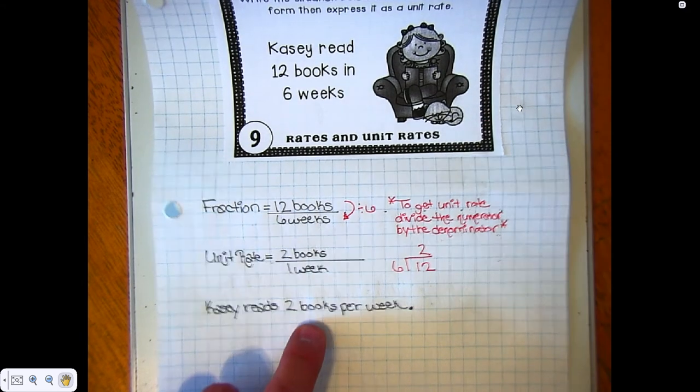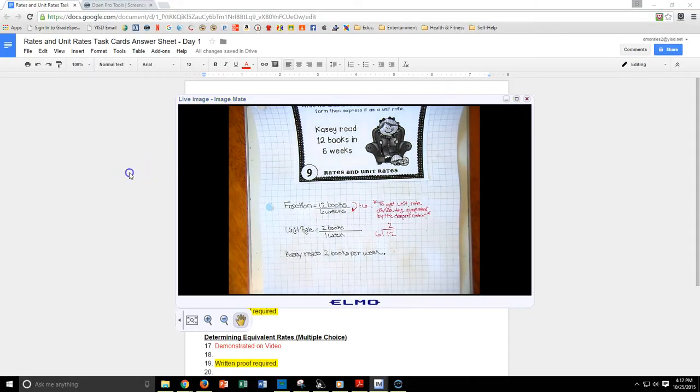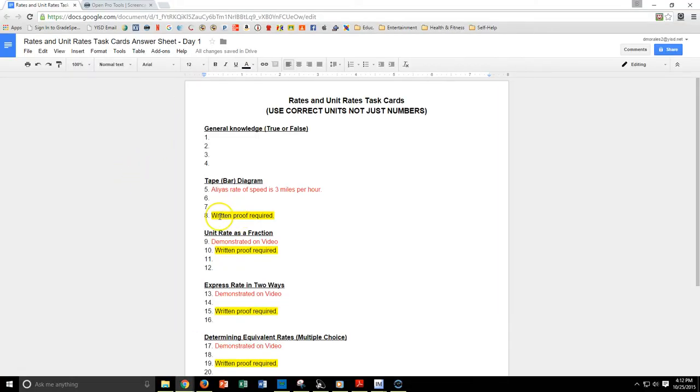That's our written answer. So I'll go back to my Google Doc that I have open, and I'll go ahead and find the space where number 9 is. Now, these ones that we're doing in the video are in red colored text, but you can go ahead and change them or leave them. It's up to you. And our answer was Casey reads 2 books per week. And there's our final answer there. Now we'll go ahead and go on, and we're going to do a few more examples.